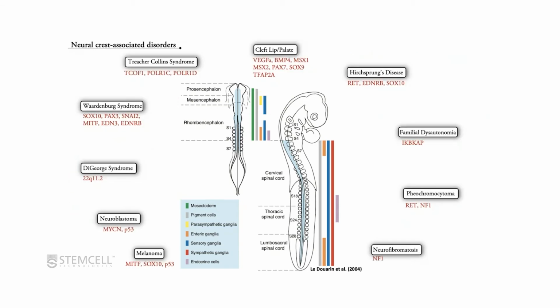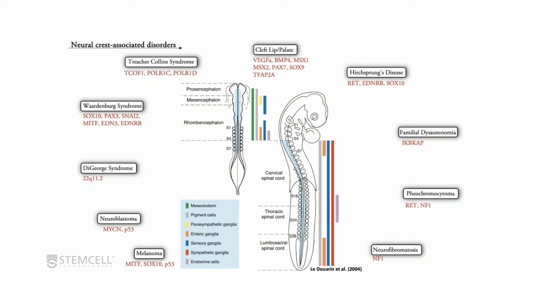So unsurprisingly, with this vast array of derivatives, neural crest-related diseases and disorders manifest in lots of different ways, as you can see here. Many of these disorders are associated with mutations that affect neural crest-associated genes, which I've listed below each one. So the two disease-related case studies that I'm going to talk about in a moment focus on familial dysautonomia, which affects the peripheral nervous system, and Hirschsprung's disease, which is caused by a failure of the enteric neural crest to completely colonize the gut.